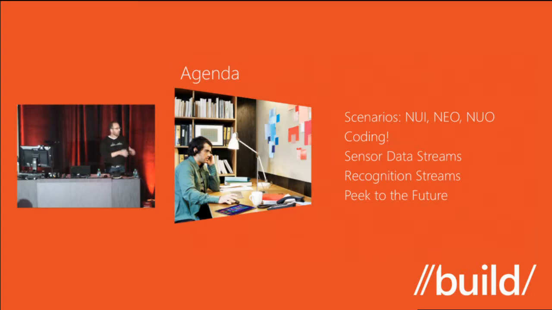I'm going to start from a basic sample and work my way up, walking through a number of important parts of our API. Throughout that time, I'll be talking about the different data streams that come from the Kinect sensor. So there's sensor data streams, and then there's data that we recognize from those streams, these recognition streams. We'll talk about those as well.